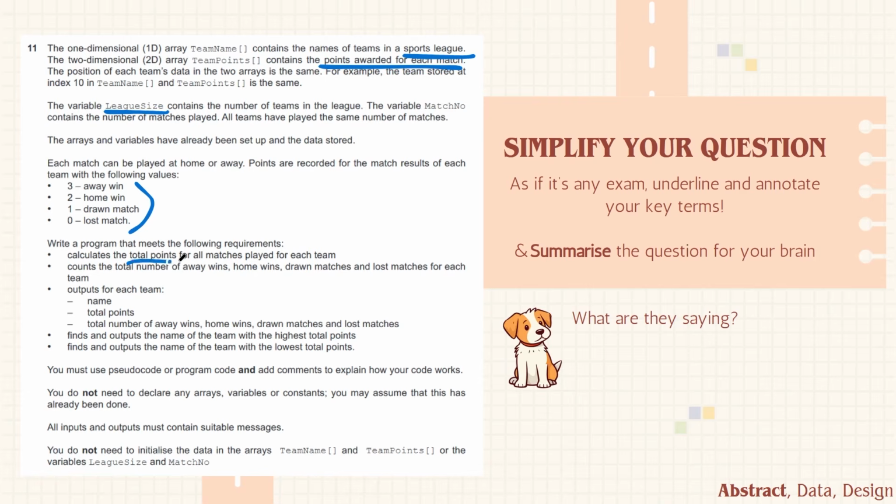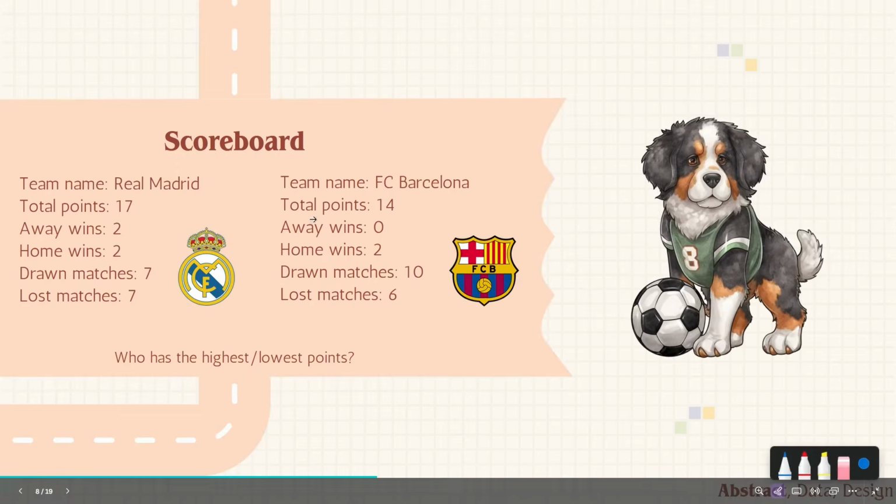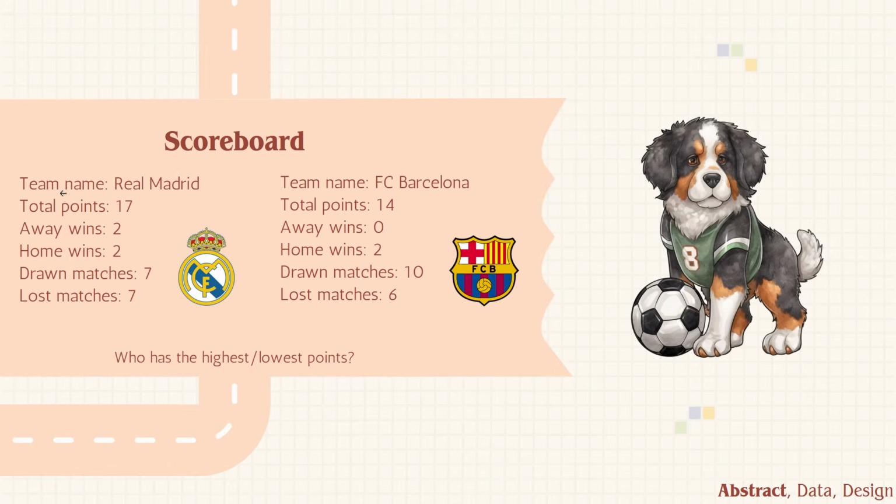And calculate total points, calculate the number of wins, away or home, or drawn matches or lost matches, output that, and then output the team with the highest or the lowest points. So it seems like we're basically just taking all these teams and making a scoreboard. Yeah, we're making a scoreboard, and so include the team name in the output, and then the total points, and then each win, draw, or loss. We're figuring out which team is the best or the worst according to how many points they have.